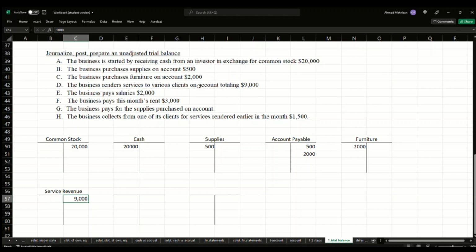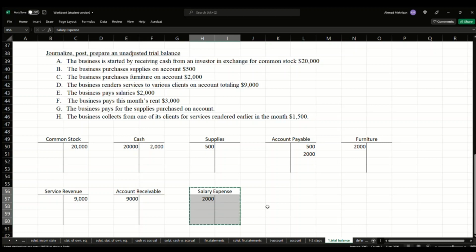Now these services have been provided all on account, meaning that they have opened an accounts receivable, and the customers owe them in total $9,000. And because this is my asset, we record it on the debit side. In transaction E, the business pays salaries, 2,000. Paying salaries means cash out, 2,000, and we recognize salary expense, 2,000, on the debit side.